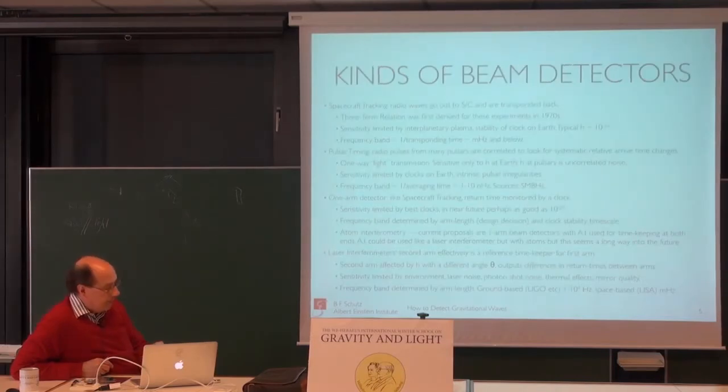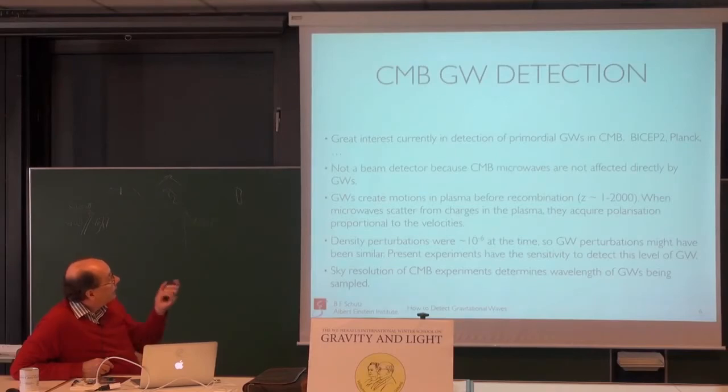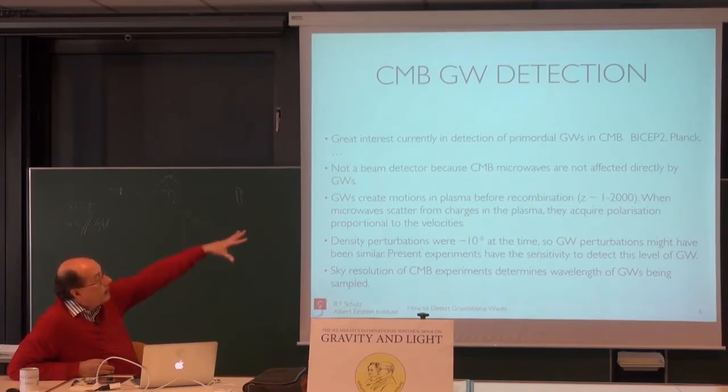Okay, so I did all the beam detectors now. Now, before I come back to the interferometers, I want to talk about one other way in which people are talking about detecting gravitational waves, which is the cosmic microwave background. And we had last year this excitement from the BICEP 2 experiment that they thought they had seen the signal of gravitational waves. What's going on there, even though cosmic microwaves are microwaves, it's not a beam detector.